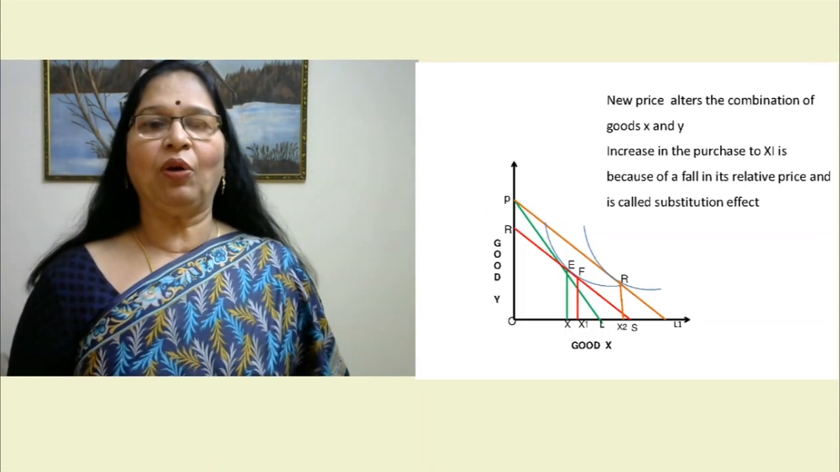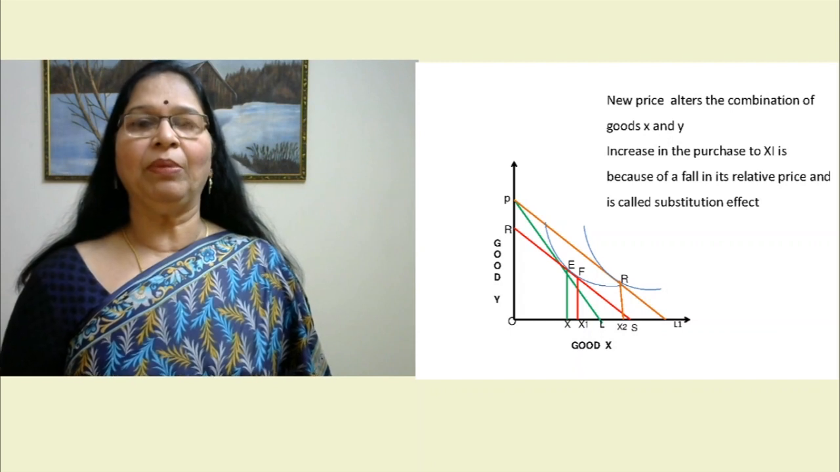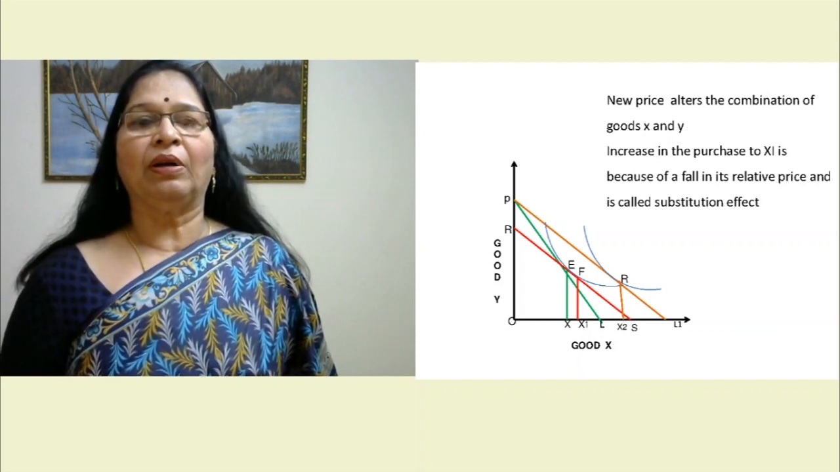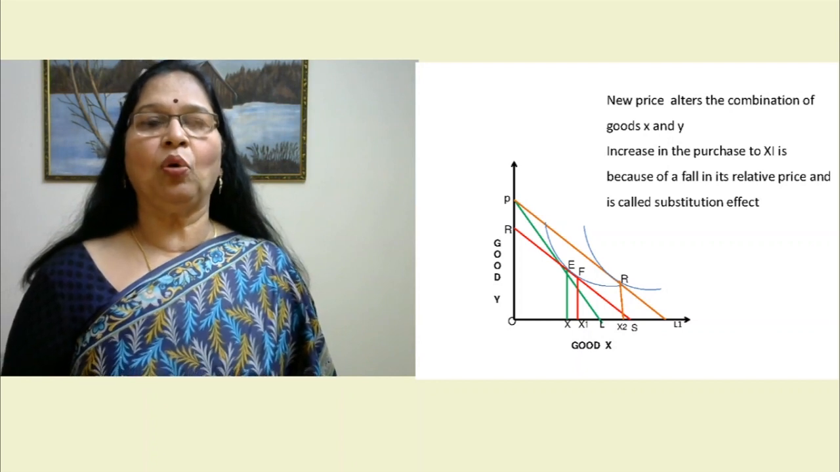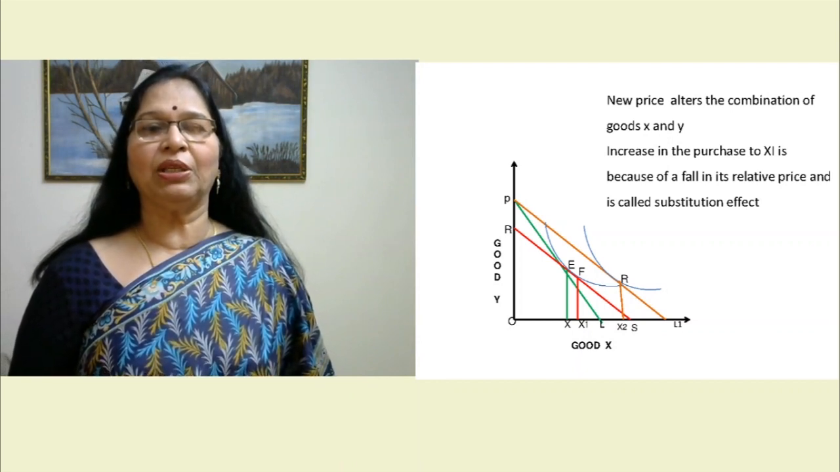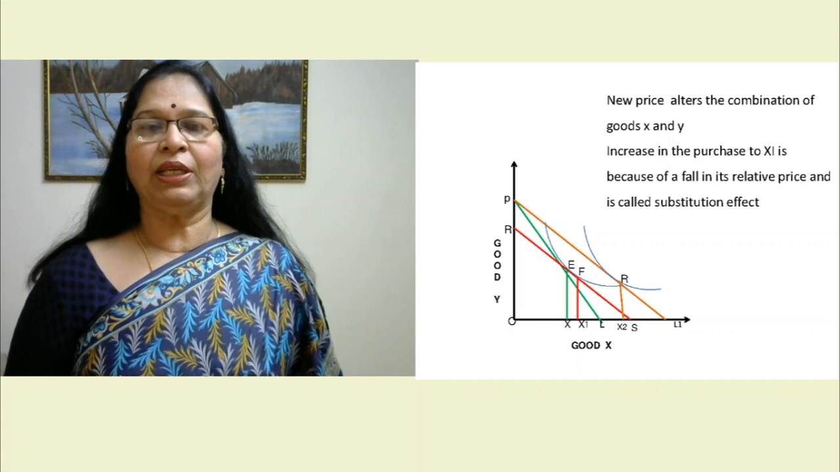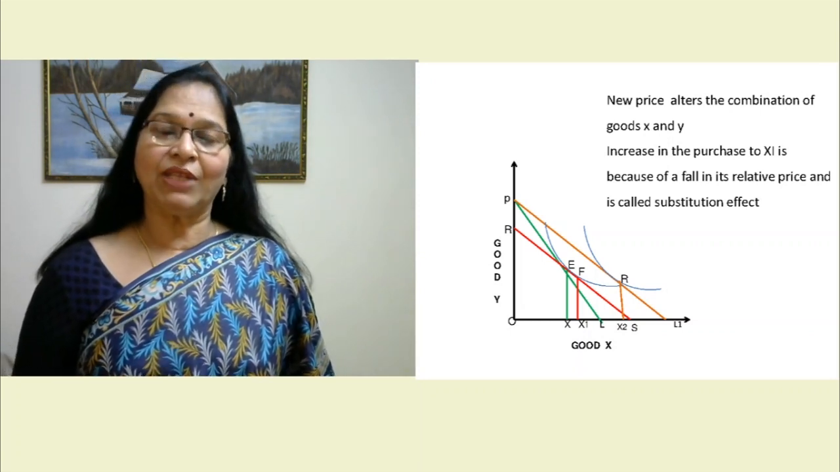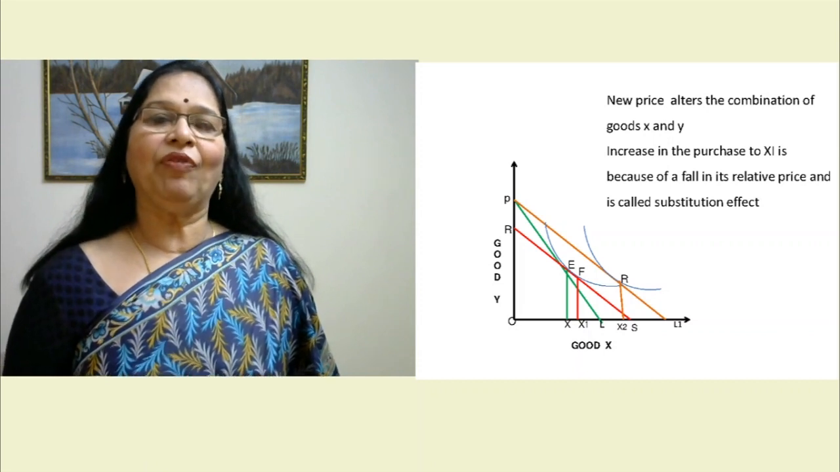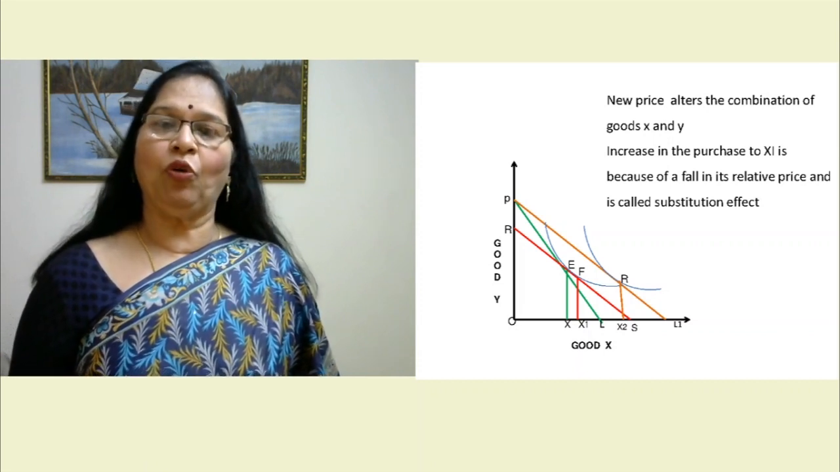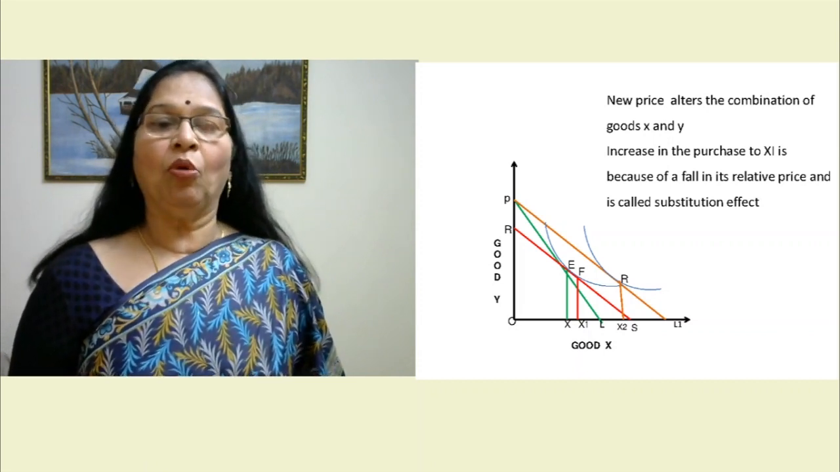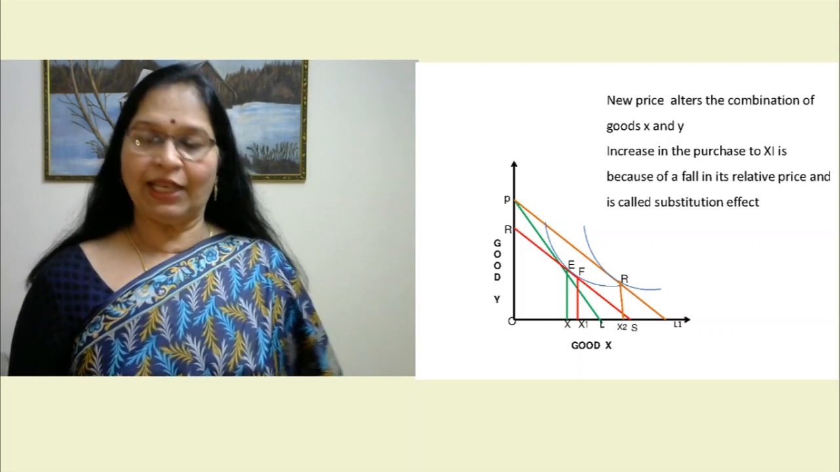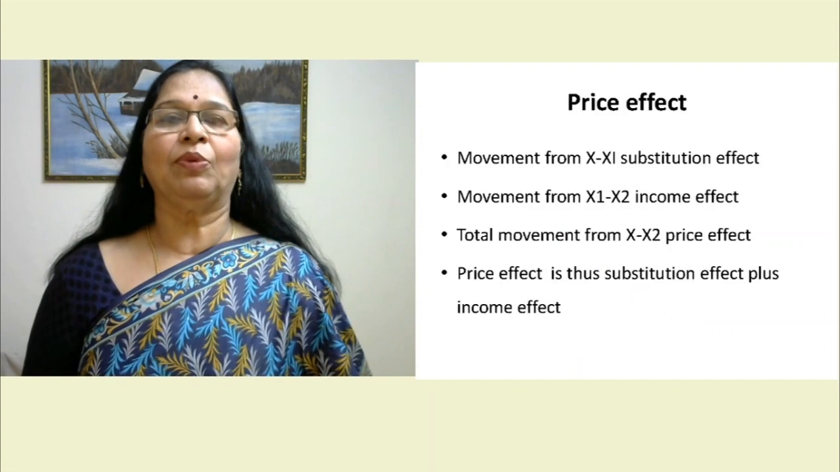So now we have found three different points of equilibrium, E, F, and R. And these points of equilibrium show OX quantity in the original position, OX2 quantity in the new price line, and OX1 quantity when we have taken away that extra income, and we found that he can't buy as much as before. But he has purchased more of X than of Y, because the price of X has fallen. So now let's see what happens.